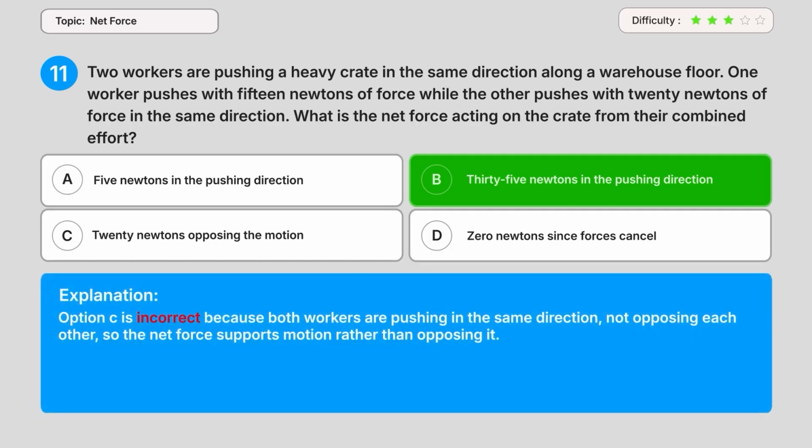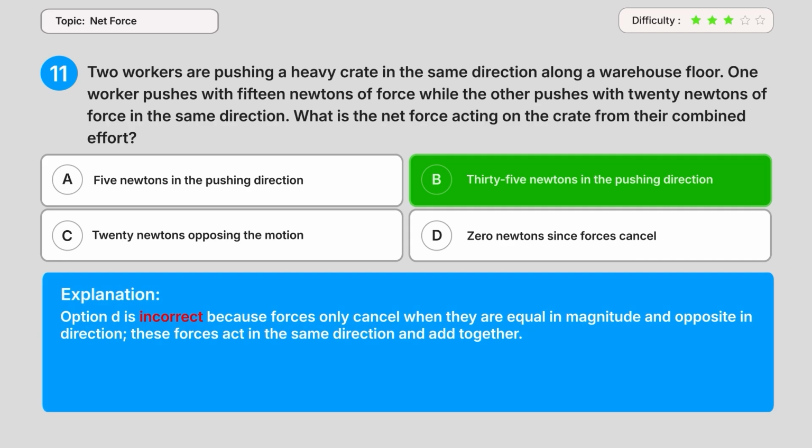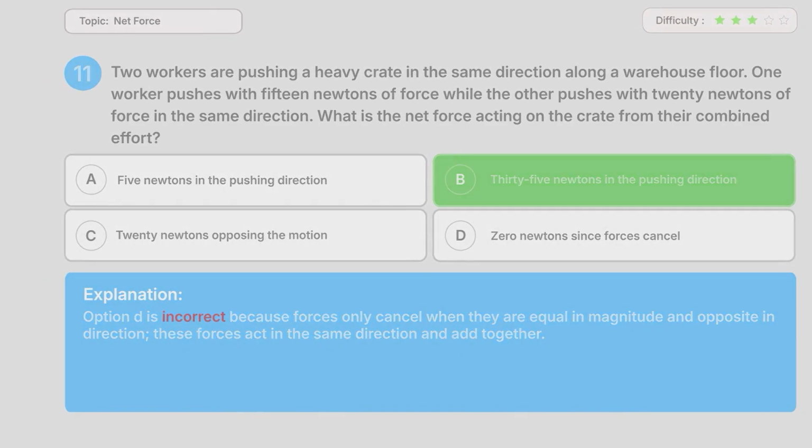Option C is incorrect because both workers are pushing in the same direction, not opposing each other, so the net force supports motion rather than opposing it. Option D is incorrect because forces only cancel when they are equal in magnitude and opposite in direction. These forces act in the same direction and add together.